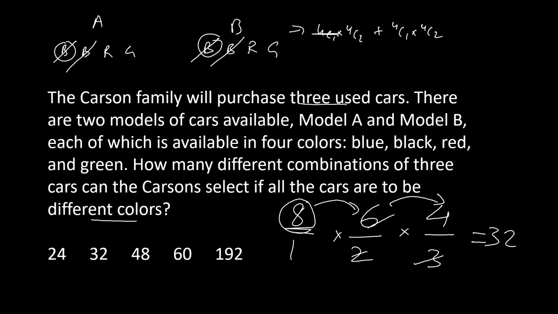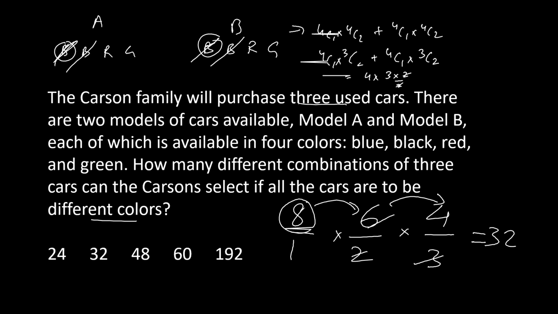Maybe what you can say is 4C1 into, now if let's say you've chosen blue, you can't choose the blue here. You have 3 left, 3C2. Then you have 4C1 into 3C2. Maybe that can give you the answer. No, that actually undercounts it because 4 into 3 is 12.